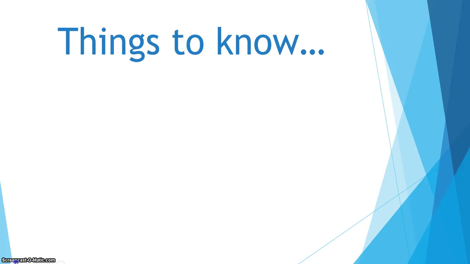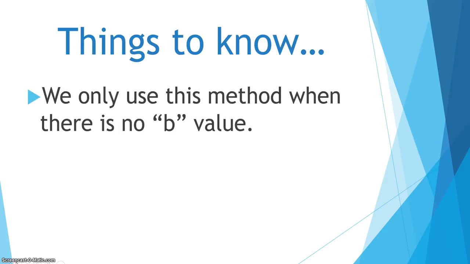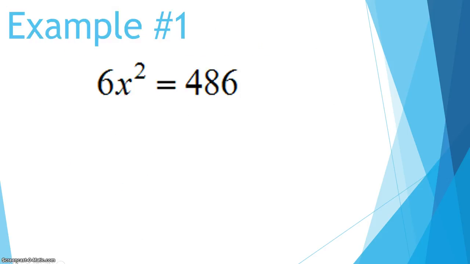So here are some things to know. We can only use this method when there is no b value. So with ax squared plus bx plus c, we can't have the b. So here's an example. We're basically just trying to get the x by itself.